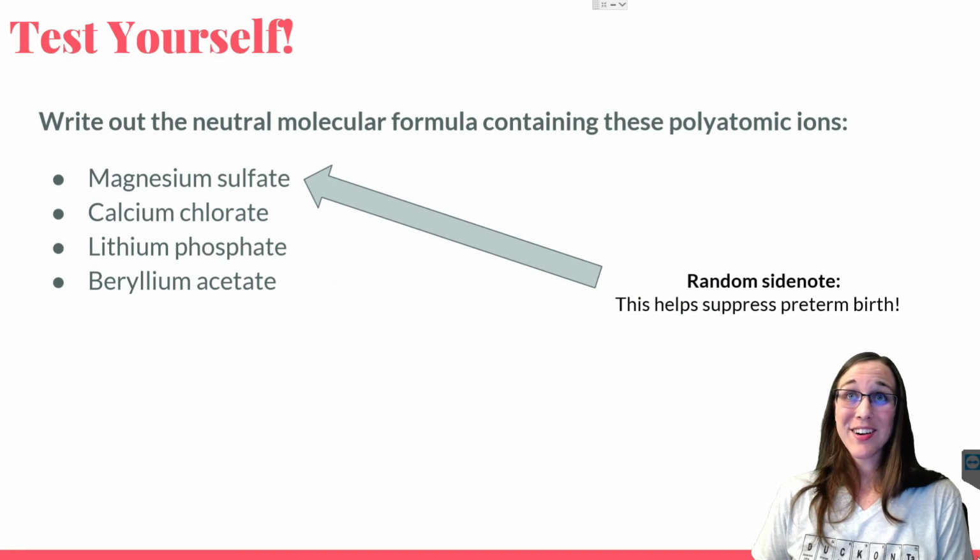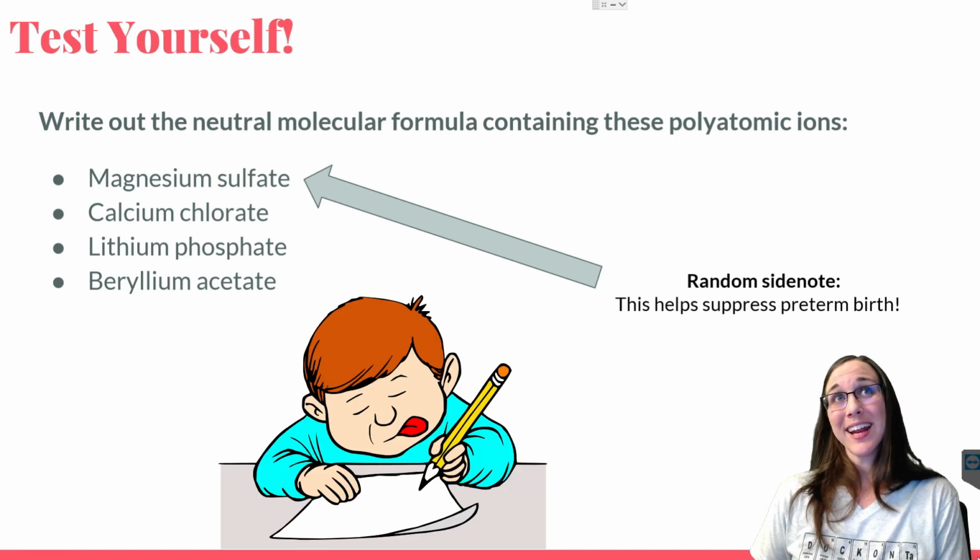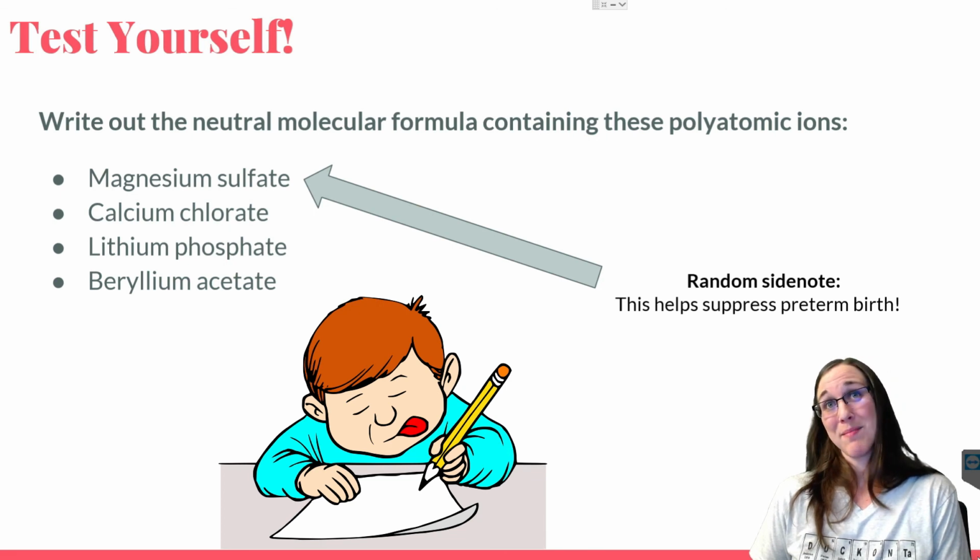Think you've got it? Go ahead and test yourself before you wreck yourself as the final wrap up for this video, and try and write out the neutral molecular formula for the following molecules containing these polyatomic ions: magnesium sulfate, calcium chlorate, lithium phosphate, and beryllium acetate.